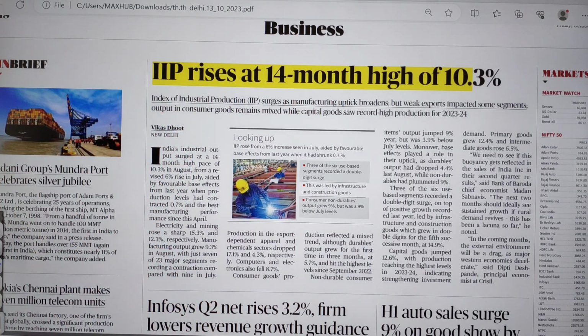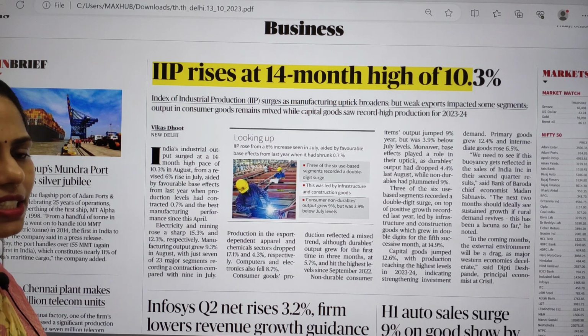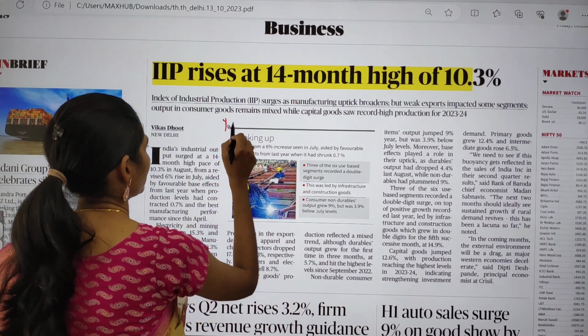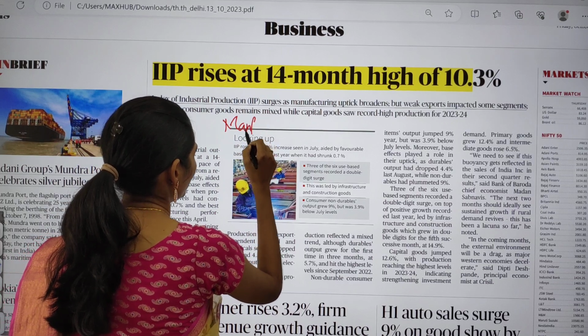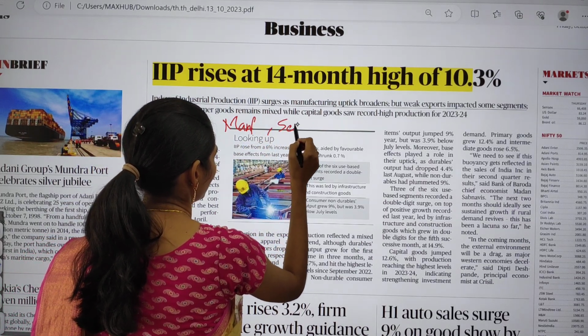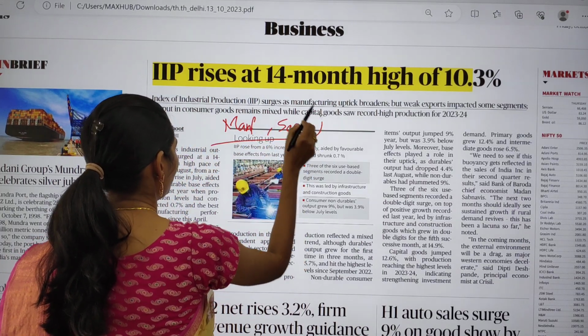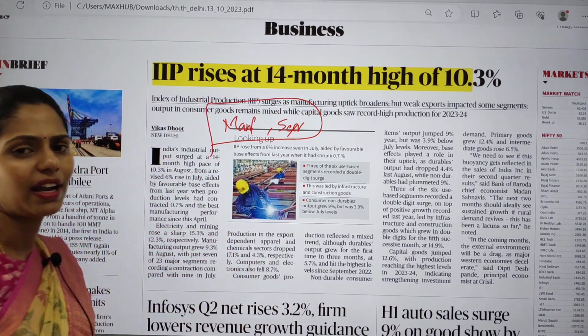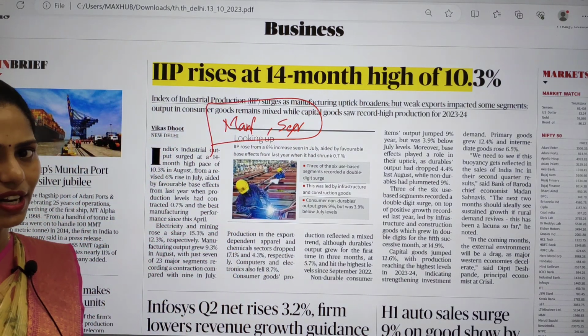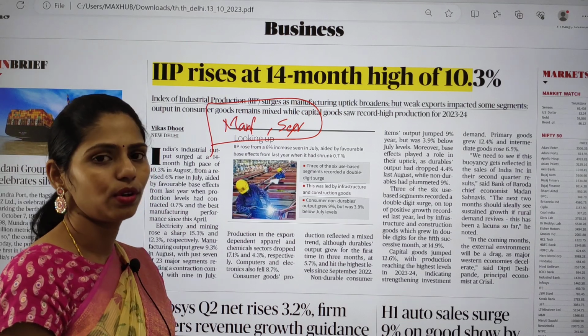So IIP, every month this IIP will be released for manufacturing, and after 2 days you can see this IIP for the service sector. So IIP is released separately for the manufacturing sector as well as the service sector. So this is very important.